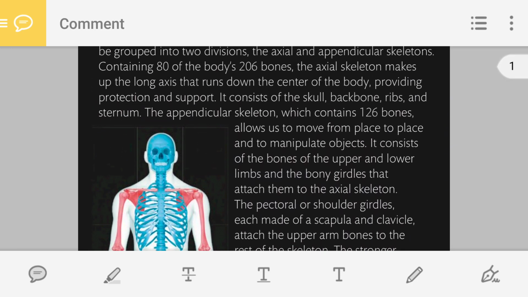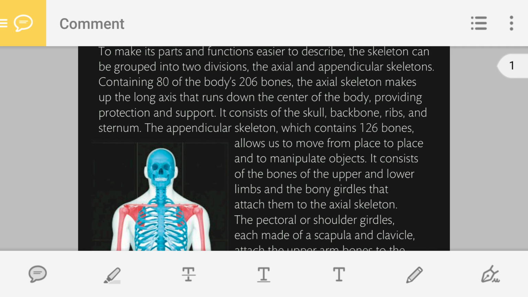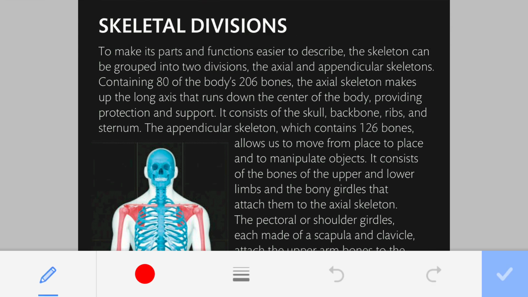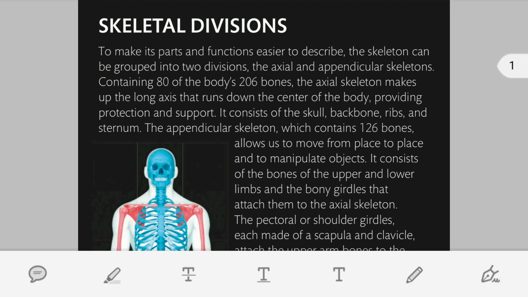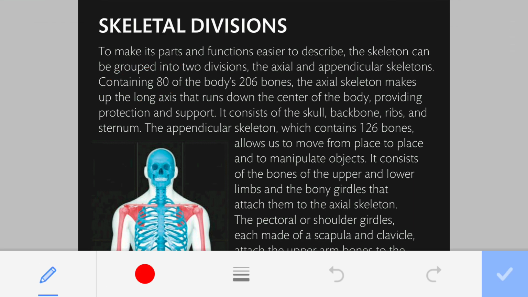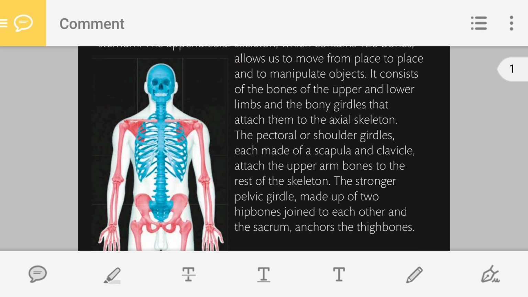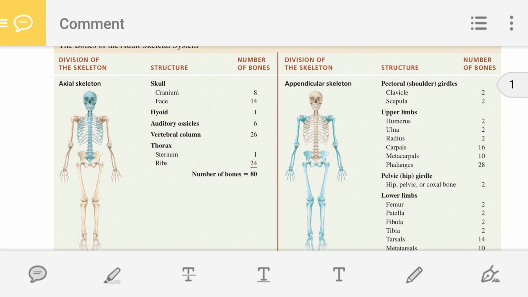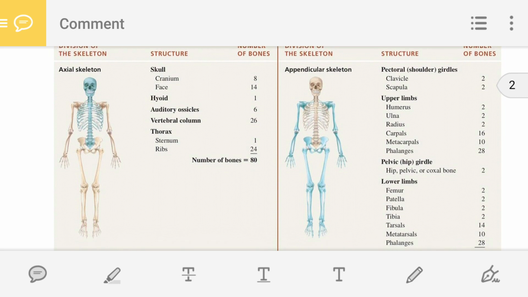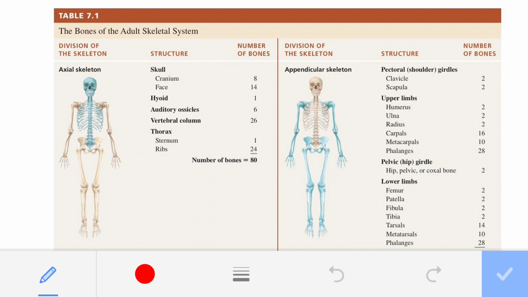Now, how many bones are there? In the axial skeleton there are a total of 80 bones, and the appendicular skeleton has 126 bones. So this is a very good table for you. You can easily prepare the names of the bones as well as their number.